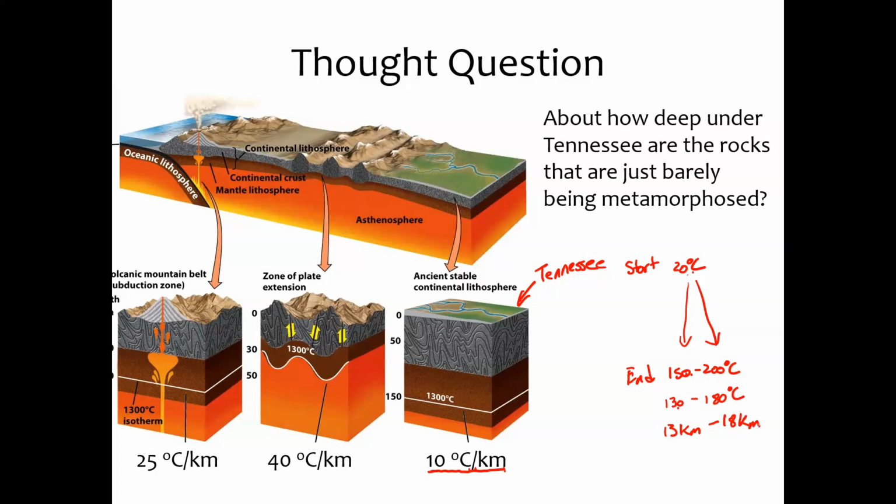So under Tennessee right now, we would have rocks that are barely starting to be metamorphosed if we go down somewhere in the 13 to 18 kilometers range. You drill down 10 kilometers, those rocks probably aren't being metamorphosed too much right now. If you go 20, those rocks will be metamorphosed. If you go 30, they'll be metamorphosed. If you were able to somehow drill 150 kilometers below you in Tennessee, you would probably not be metamorphosing anymore. You'd probably be melting any rocks that are present.